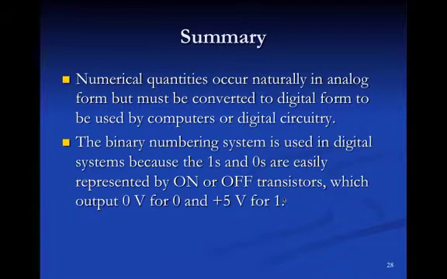Now we have the summary of what we just went over. Numerical quantities occur naturally in analog form but must be converted to digital form to be used by computers or digital circuitry. The binary numbering system is used in digital systems because the ones and zeros are easily represented by on or off transistors, which output 0 volts for 0 and 5 volts for 1.